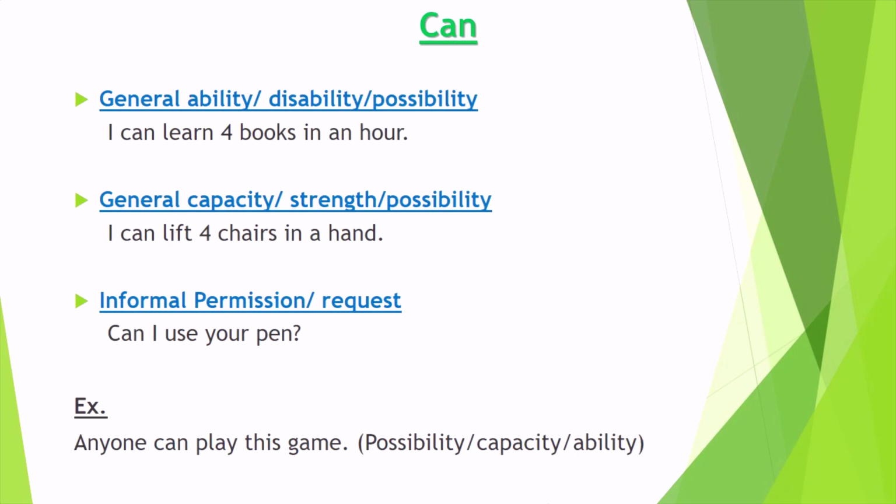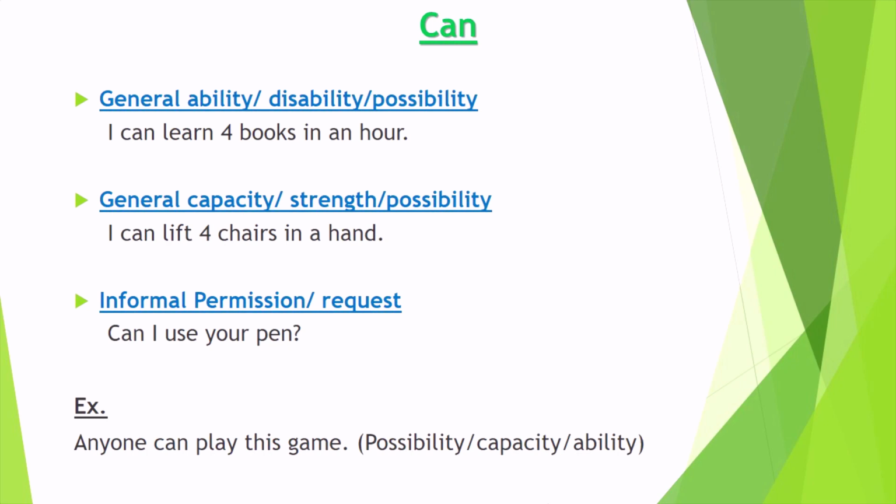And if I convert this sentence into negative, then it becomes disability. Let's talk about capacity, strength, possibility, physical strength, you can say also. So these things are connected to our physical power. So therefore I can lift 4 chairs in a hand. So this is my physical strength.